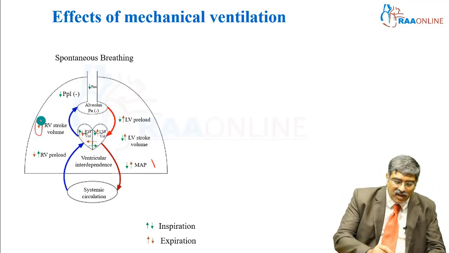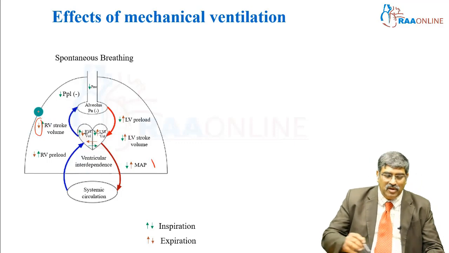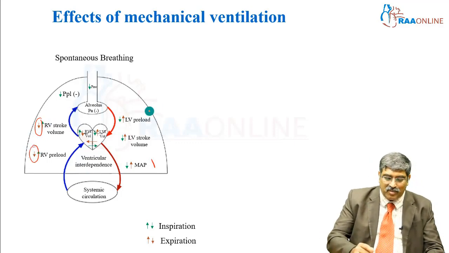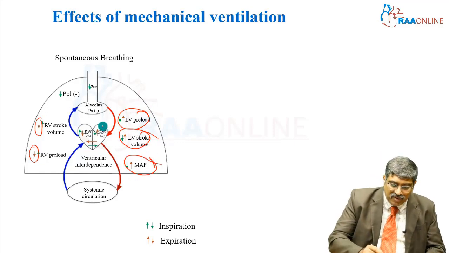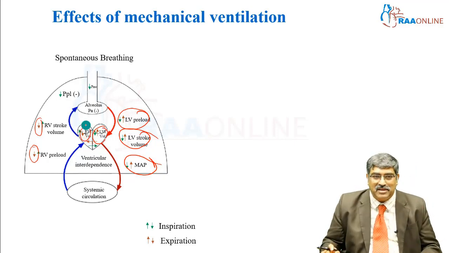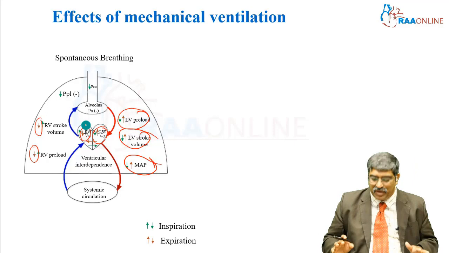With expiration, your RV stroke volume comes down, your RV preload comes down, but LV preload and LV stroke volume and the mean arterial pressure increase. Your LV volume is increased and RV volume is decreased with expiration. This is in spontaneous breathing.